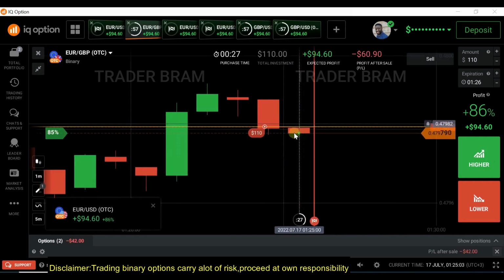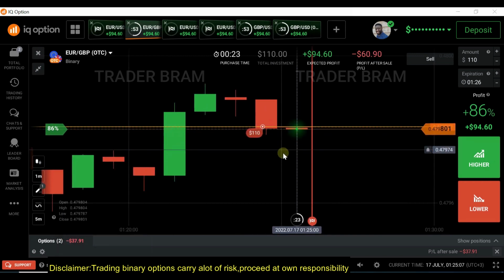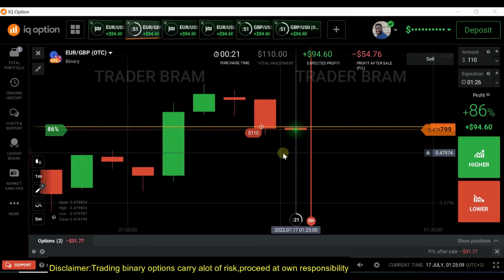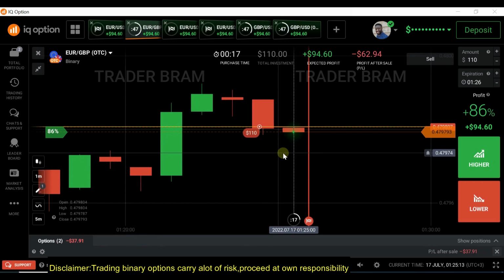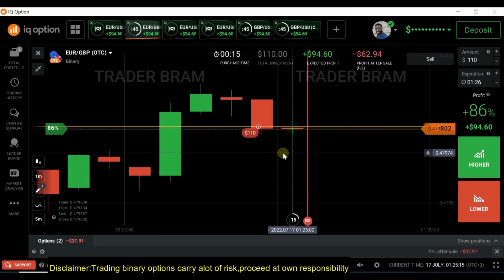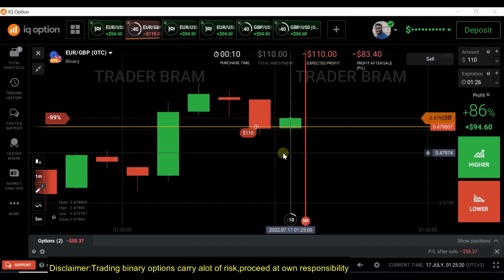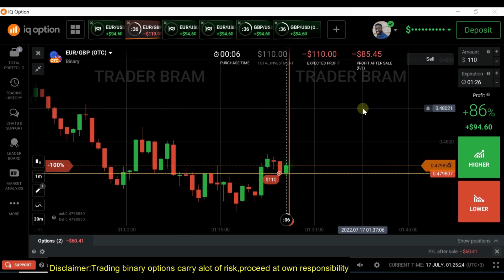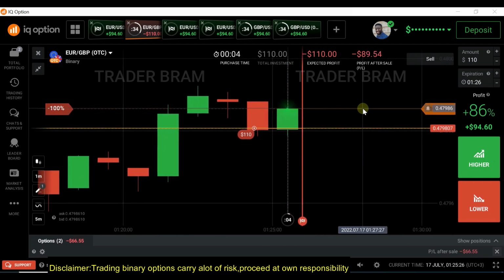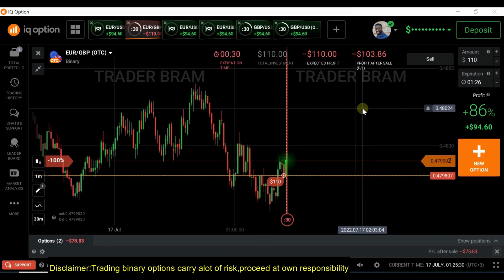You can see we've broken below the area. The market is moving more down. So let's wait for this candle to close. Then strong bias movement.